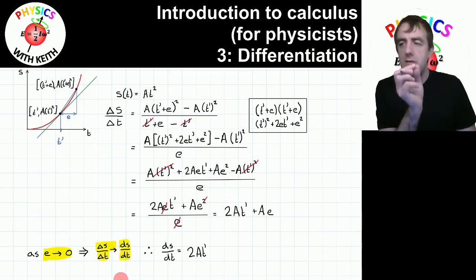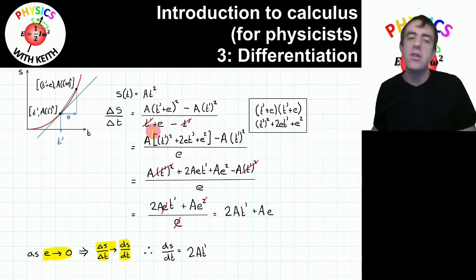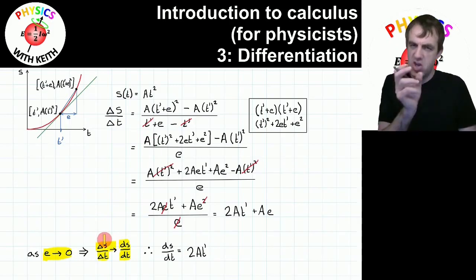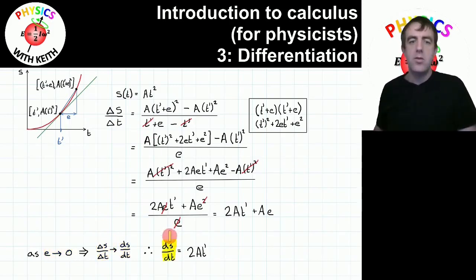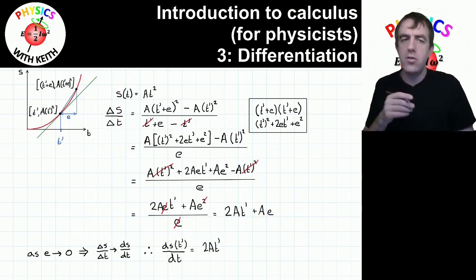The d indicates a very, very small change, a continuous change, an infinitesimally small change, whereas a delta indicates a larger change, a discrete change. So ds by dt, remember, that's the limit where e approaches 0. This term here approaches 0, and therefore all we're left with is 2at prime. And you can do this for loads of functions. It doesn't really matter what the function looks like. You could use the same approach.